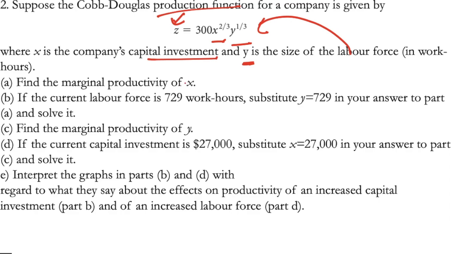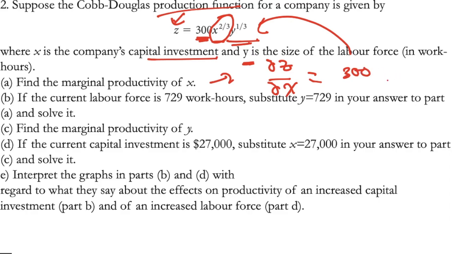Find the marginal productivity of X. That means delta Z over delta X. So that means 300 is constant. Y to the power of 1/3 is also constant. So you just need to differentiate X to the power of 2/3. So how do you do it?